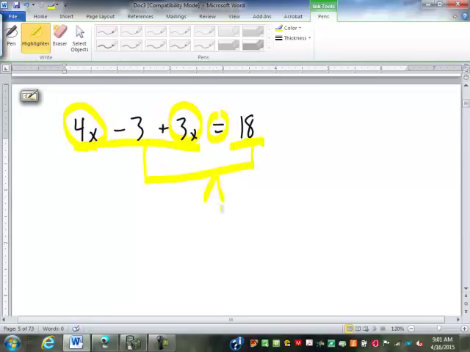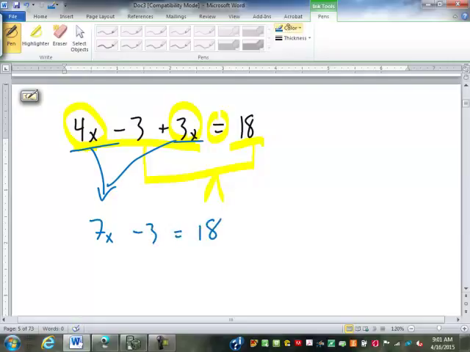So if we're thinking about that balanced scale idea, since they're both on the same side of the scale, I can just push them together and make one big pile. And it doesn't change how my scale balances. So what's 4x and 3x make? 7x. Then we've got the minus 3 equals 18.